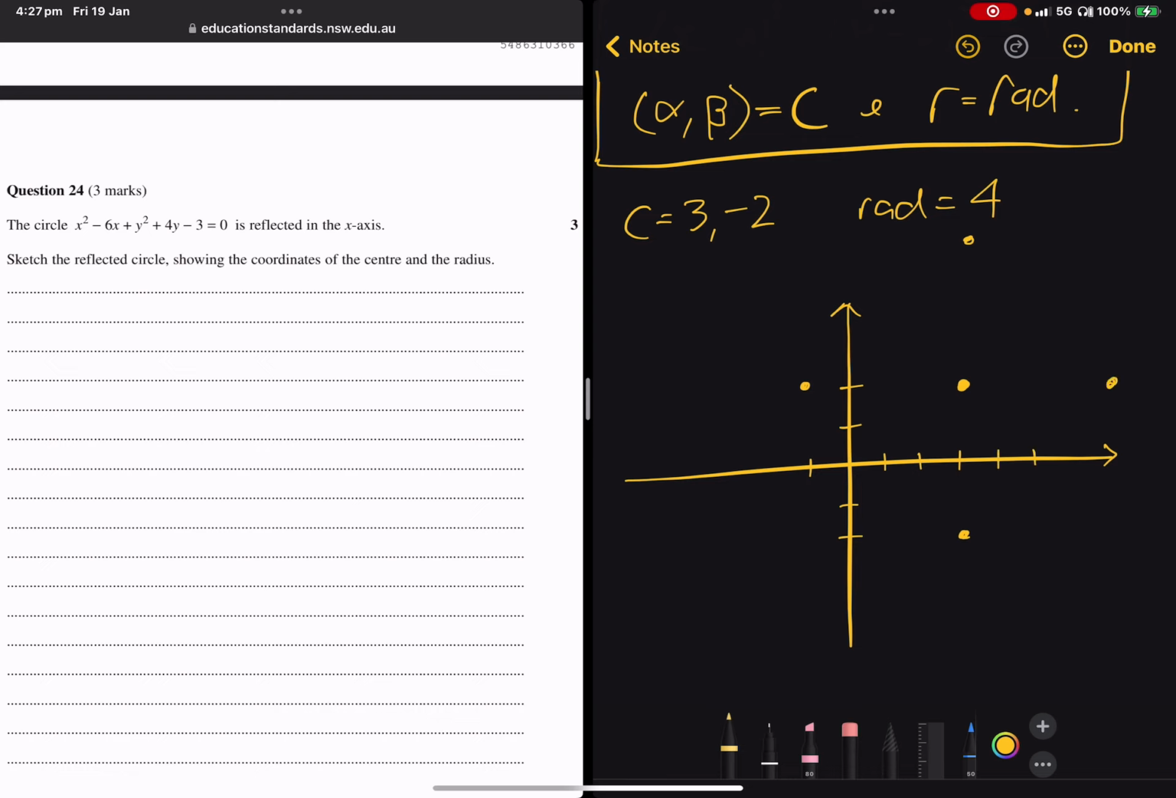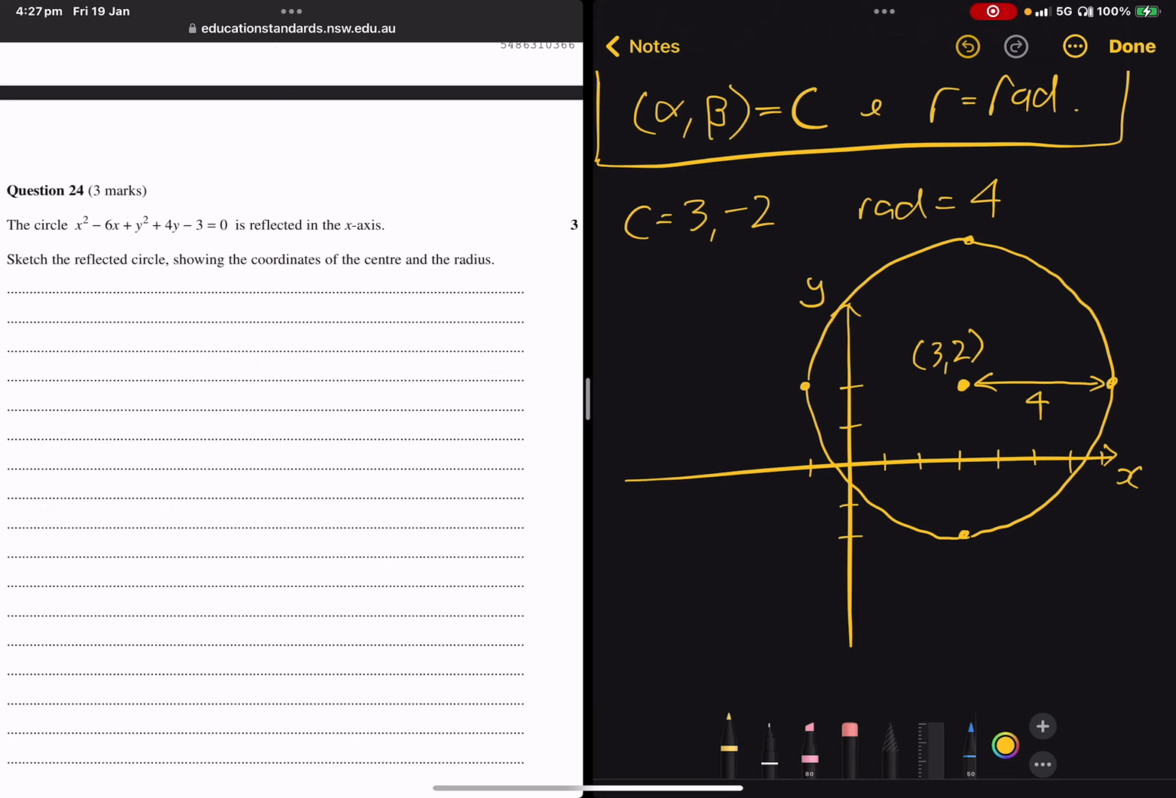This is 4, 5, 6, 7. And then we're just trying to draw the smoothest circle we can. Your circle doesn't need to be perfect, it just needs to be fairly reasonable. We need to show, label this is the y-axis, this is the x-axis. We need to show that this is the point (3, 2), and we need to show that the radius here is 4.